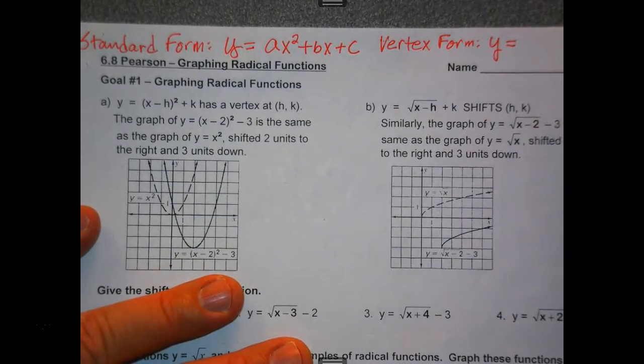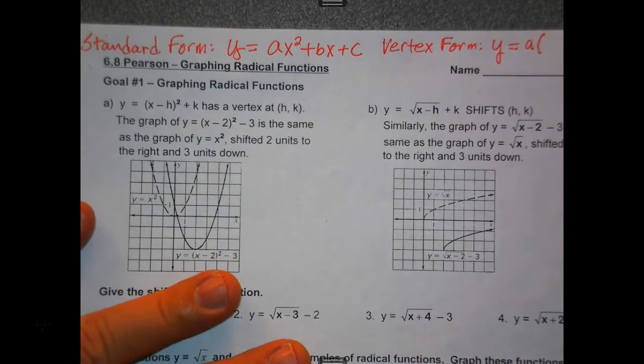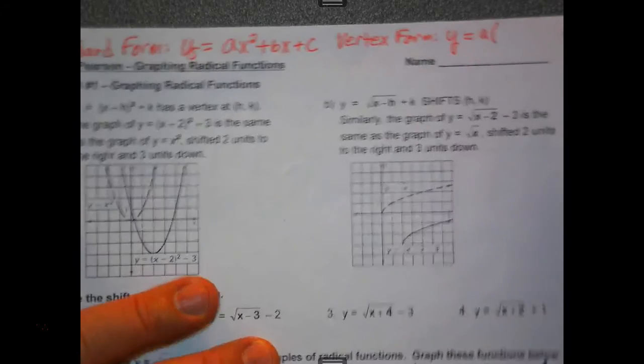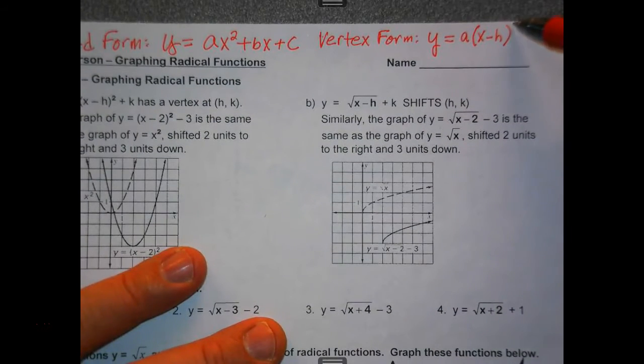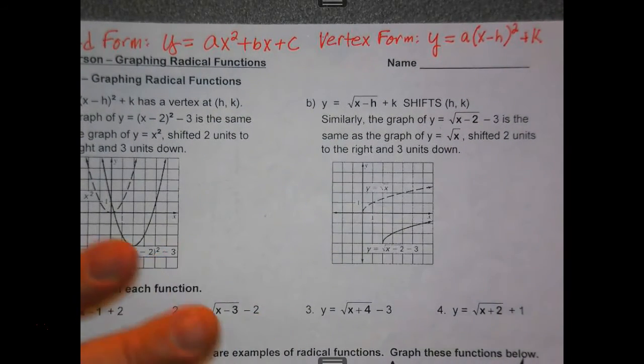And that is y equals a times parentheses. We're not using absolute value bars, we're using parentheses. X minus h. And because it's a quadratic, we have to have squared, plus k. Looks pretty familiar, right?